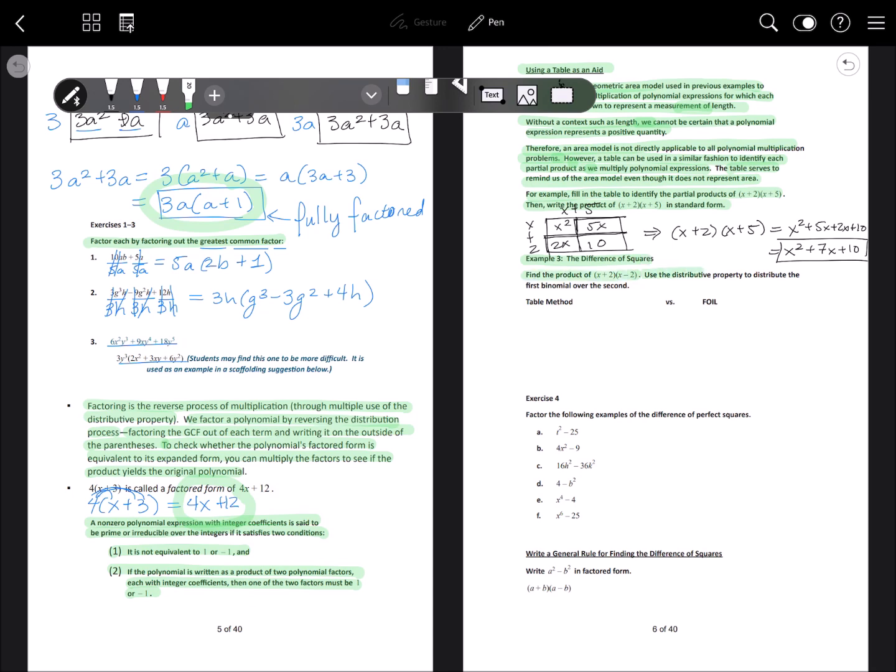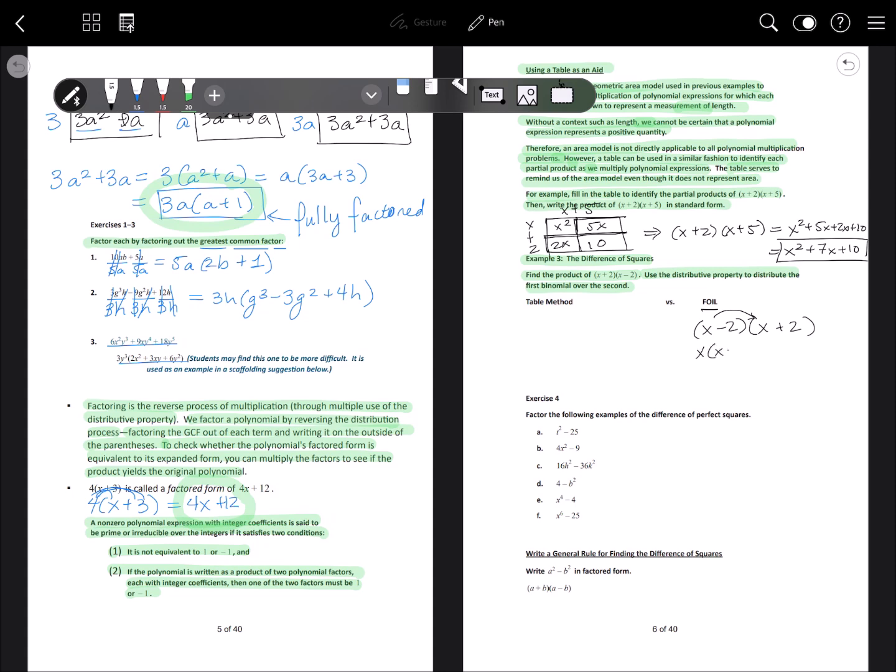We can then use this in turn to explore difference of squares. Find the product of x plus 2 times x minus 2. Use the distributive property to distribute the first binomial over the second. This is Mrs. GH style, or foiling. x minus 2 times x plus 2.